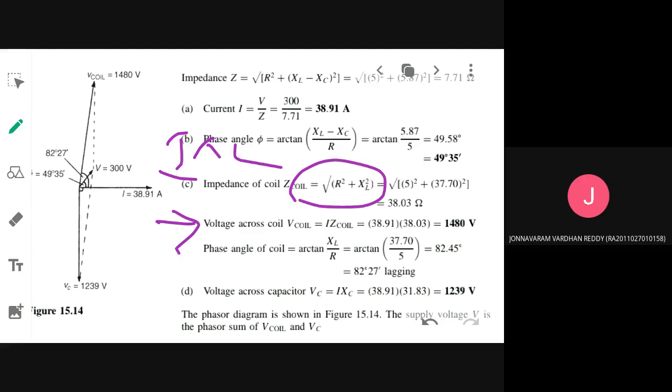Did all of you understand this part? If they ask you voltage across the inductance, you should use I XL. But here they asked voltage across the coil, so you have to include the resistance and find impedance. Then find the voltage across the coil. Second case, I asked you voltage across the capacitor, that is easy, standard formula I into XC. Then finally the phasor diagram.